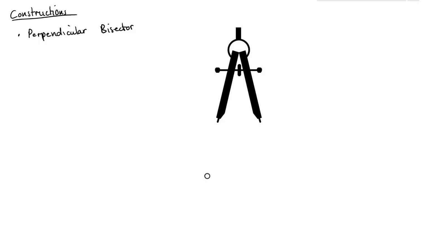Now these perpendicular bisectors are used for straight lines. We're also going to look at how to form an angular bisector, which we're also going to do using a compass, and then we're going to look at how we would construct triangles. So these are the three things that are important to know how to do in constructions.